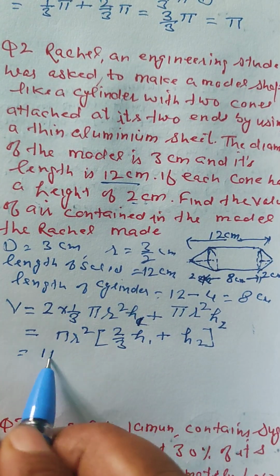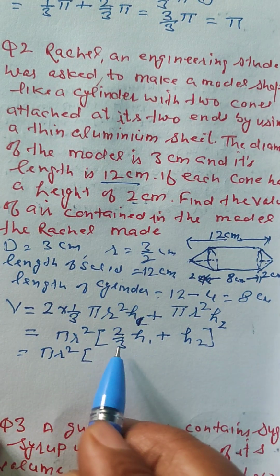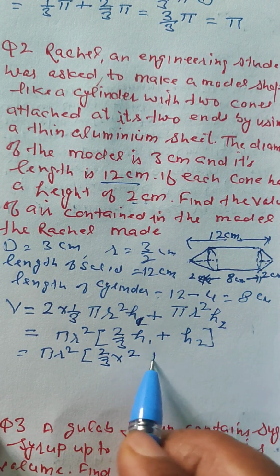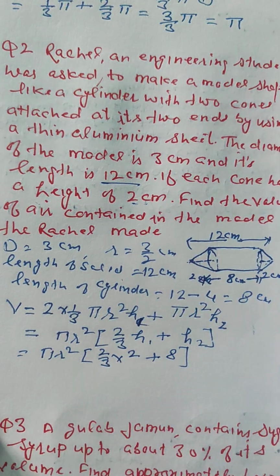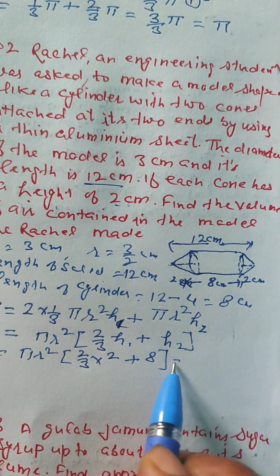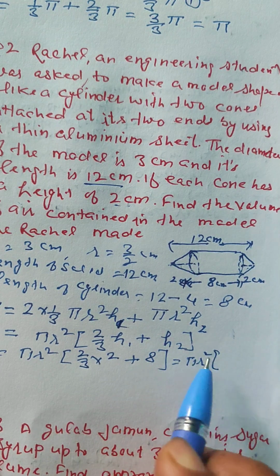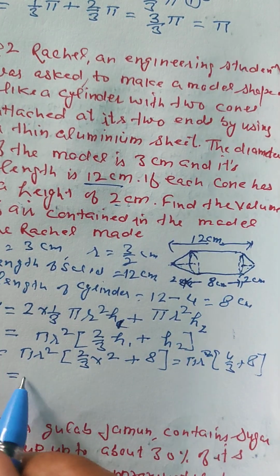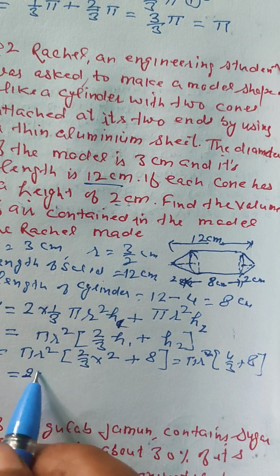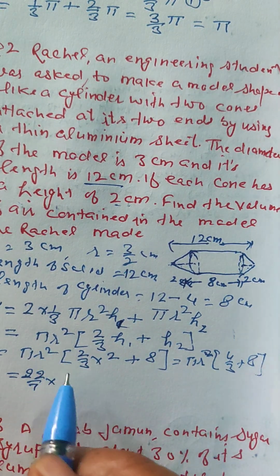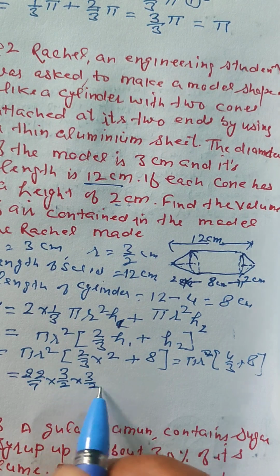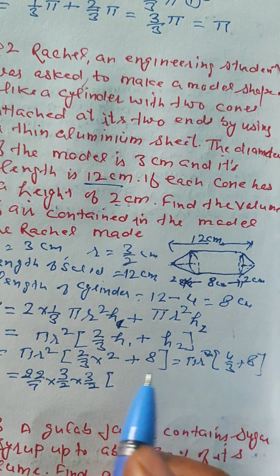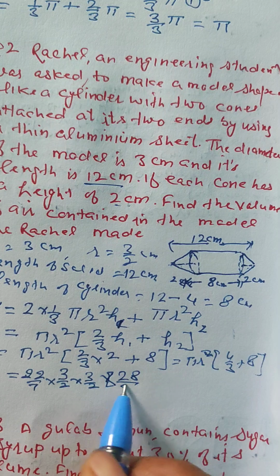pi r square, 2 by 3 h1, where h1 is 2, plus h2, where h2 is 8, and it will become pi r square, 4 by 3 plus 8, equal to, pi is 22 upon 7 and r is 3 by 2, and this is 24 and 4 is 28, upon 3.